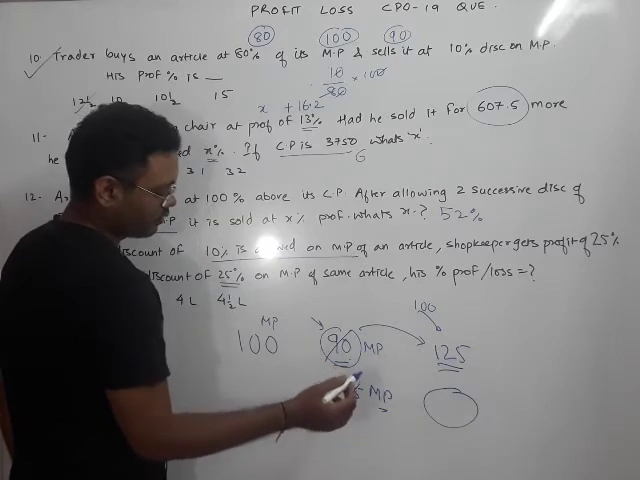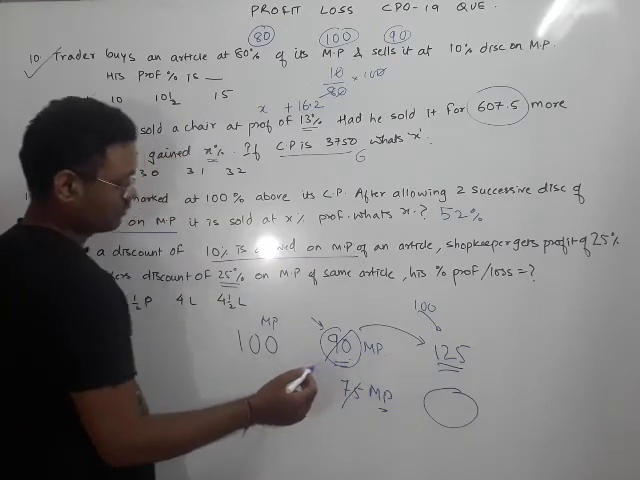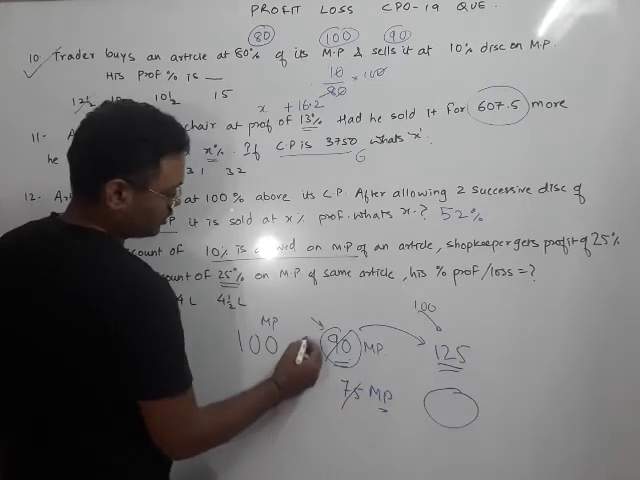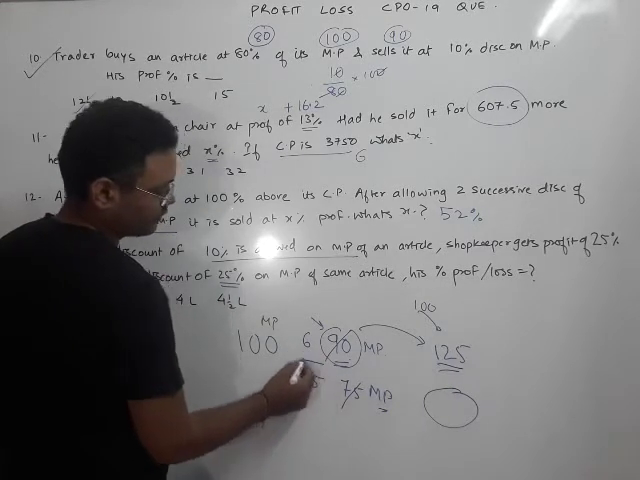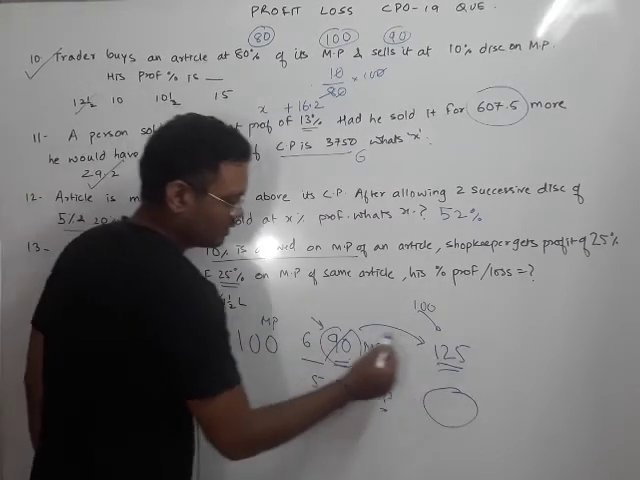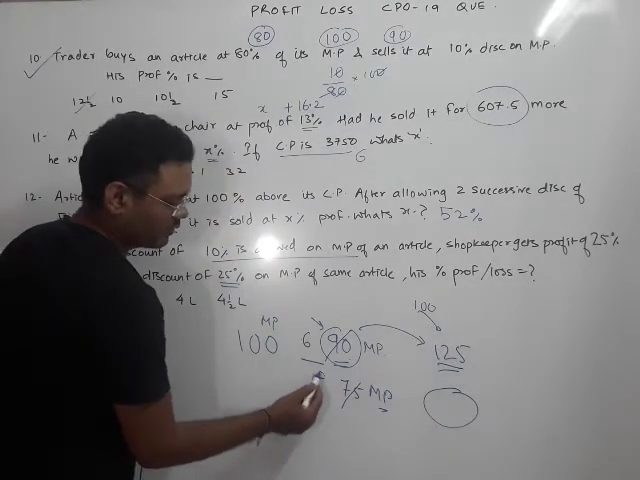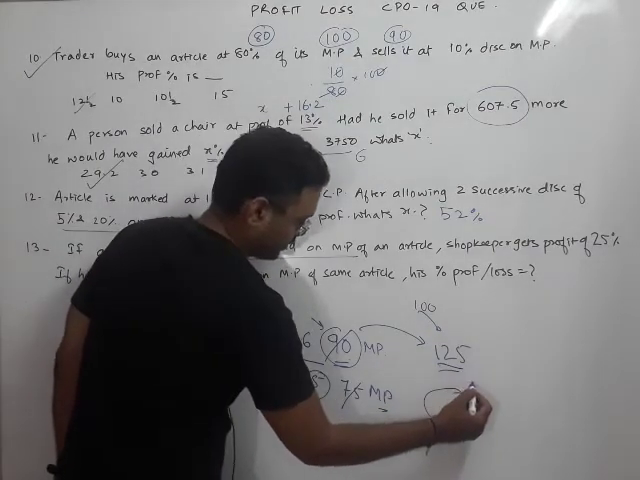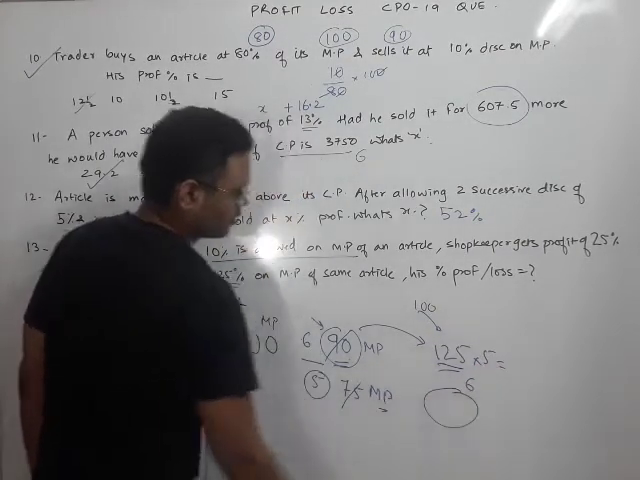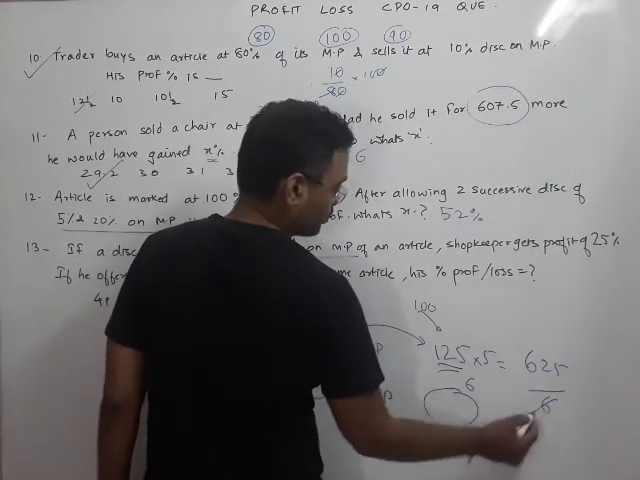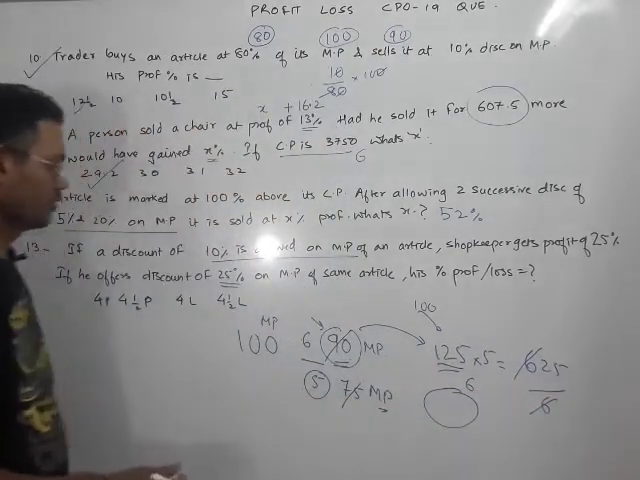You can just do it. 15, 6 is to 5. If you cancel it directly by 15, it will be 6 is to 5. So my 6 is 125. How much is my 5? So my 5 is nothing else but 125 by 6 into 5, which is 625 by 6, which is how much?